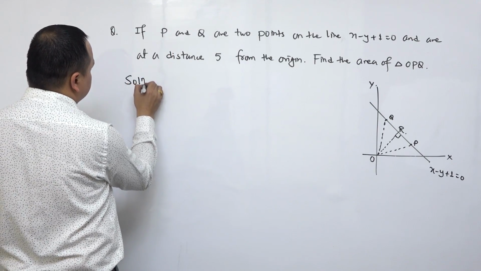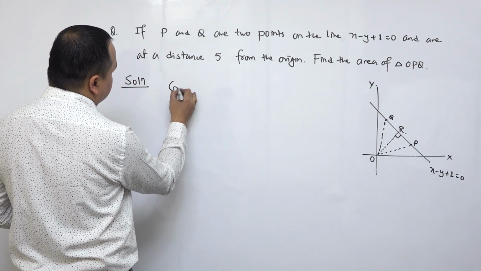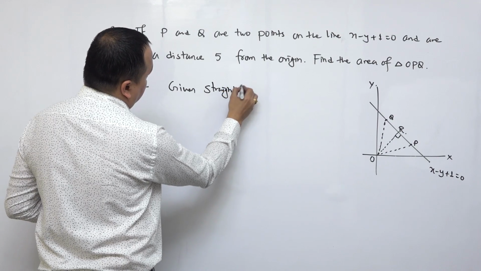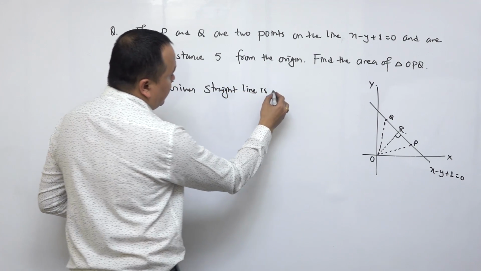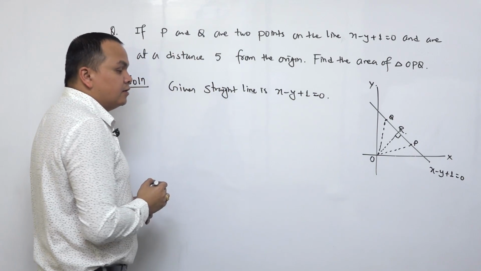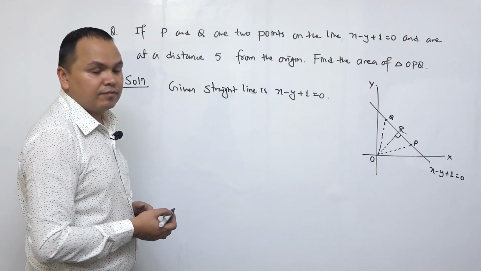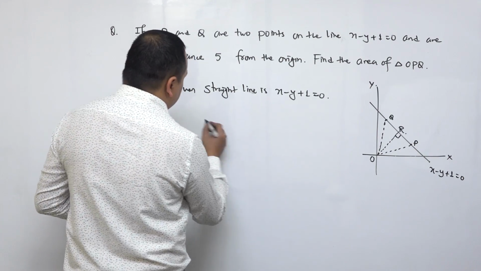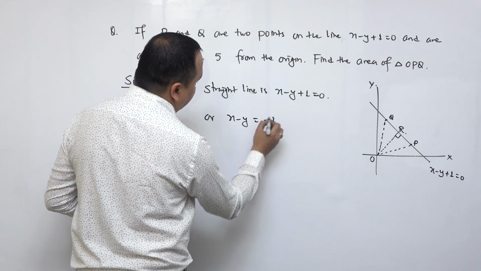Solution. Given straight line is x minus y plus 1 is equal to 0. So changing into normal form, that is x cos alpha plus y sin alpha is equal to p, or x minus y is equal to minus 1.